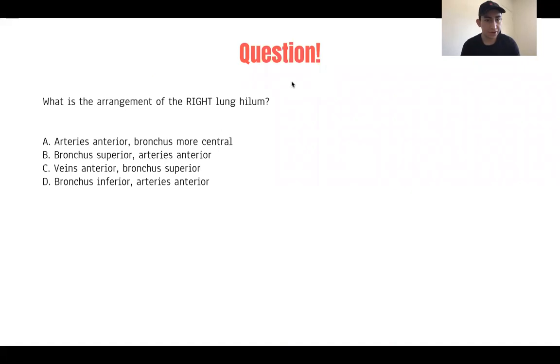Okay, so what's the arrangement of the right lung hilum? You need to know the artery, vein, and the bronchus and how they're arranged.